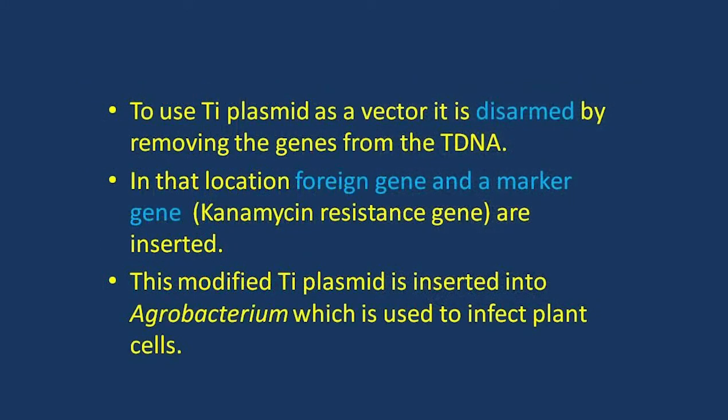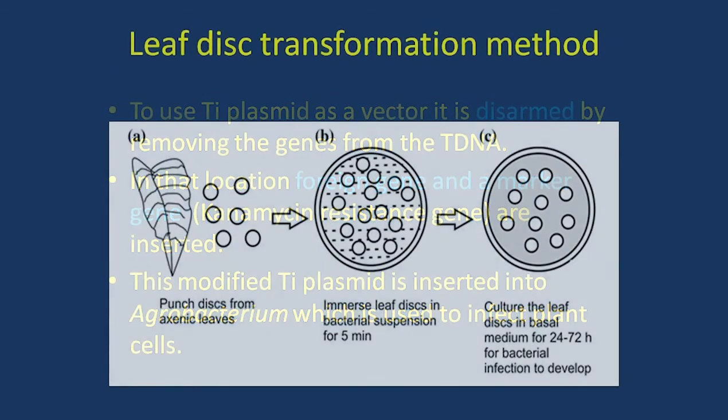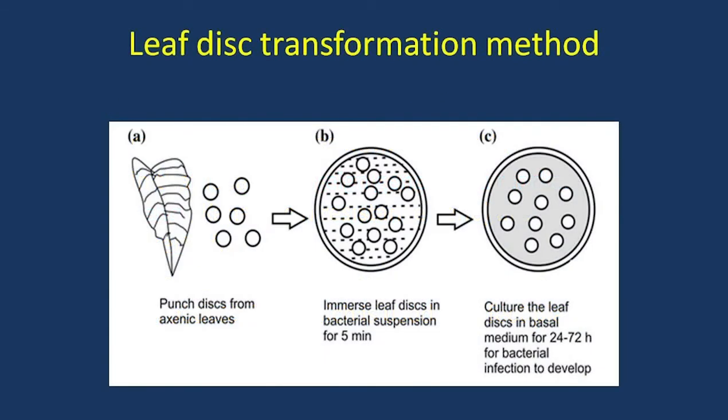To use TI plasmid as a vector, it is disarmed by removing the genes from the tDNA. In that location, we insert the foreign gene and the marker gene. We can use kanamycin resistance gene as the marker gene, or we can use Gus gene as the marker gene. This modified TI plasmid is then inserted into Agrobacterium, which is used to infect plant cells. The method used to transfer genes into plants is called the leaf disc transformation method.